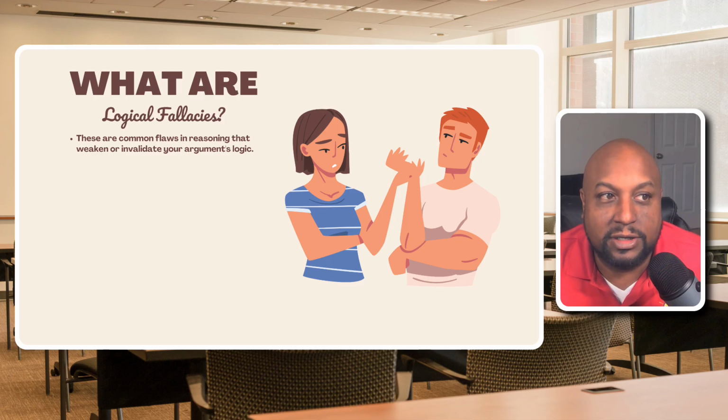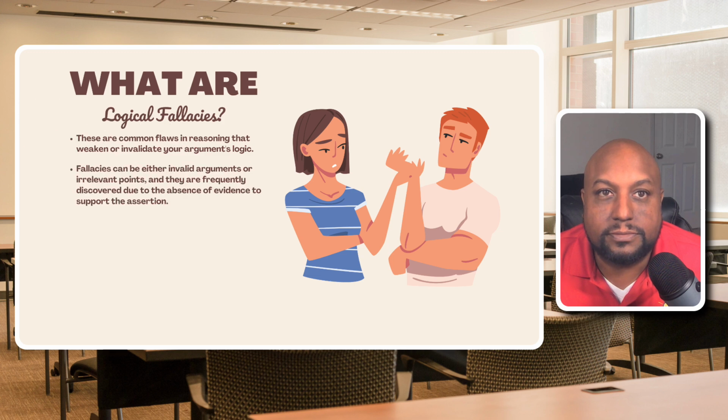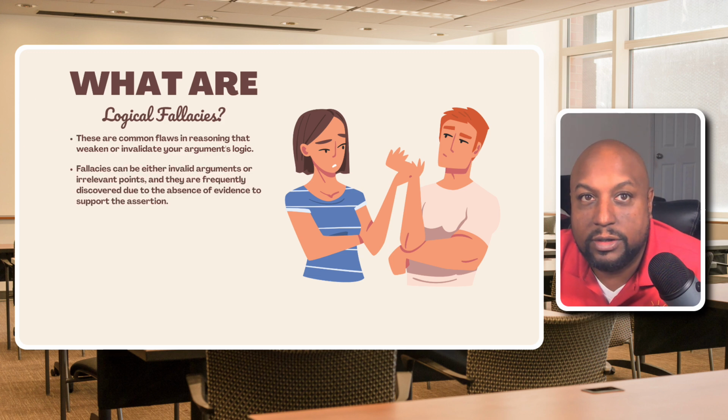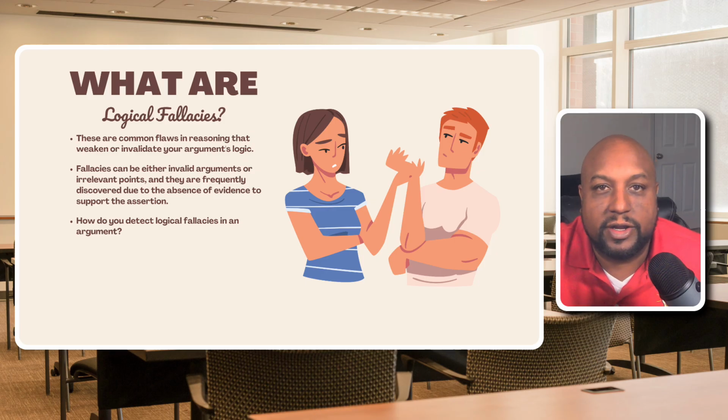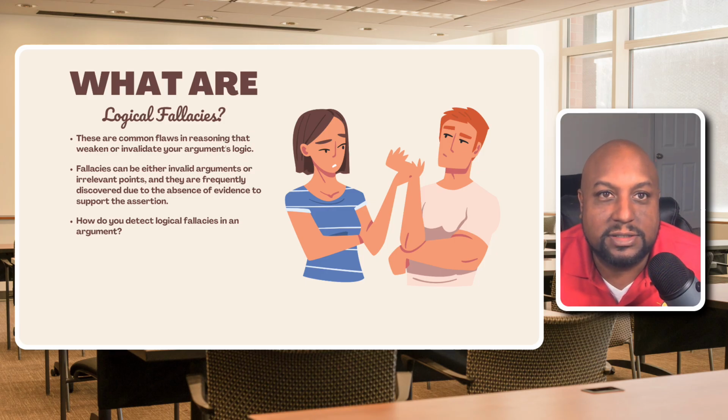Statements that are logically fallacious. All right, so fallacies can be either invalid arguments or irrelevant points, and they are frequently discovered due to the absence of evidence to support their assertion. We'll talk about that in a second. It's right here. How do you detect fallacies in an argument? How do you detect logical fallacies in an argument?